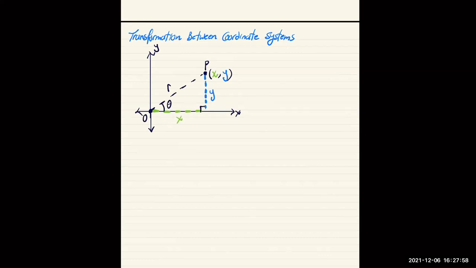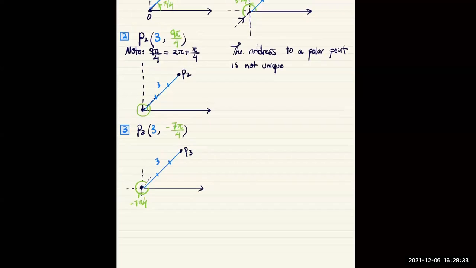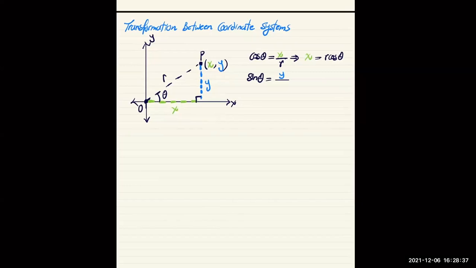A very simple relationship between R, theta, x, and y. We can see that cosine of the angle theta here is equal to adjacent, which is x, divided by R. Well, this tells you that x is equal to R cosine of theta. And likewise, sine of theta is the opposite, which is y divided by R, and that tells you that y is R sine theta. And there you have your first transformation equations.